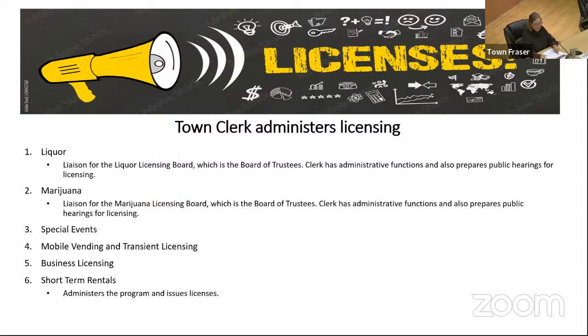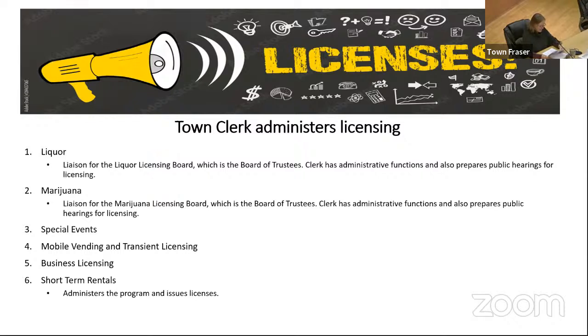Usually the smaller special events are approved administratively, but if we have a large event, like the Snowball, if anybody was here, that was a huge event, that does go through the town board for approval. I also administer all the mobile vending and transient licensing, and these are like all the food trucks that we're seeing pop up around town. There's a simple application, and I approve those administratively, along with speaking with any other departments as necessary.